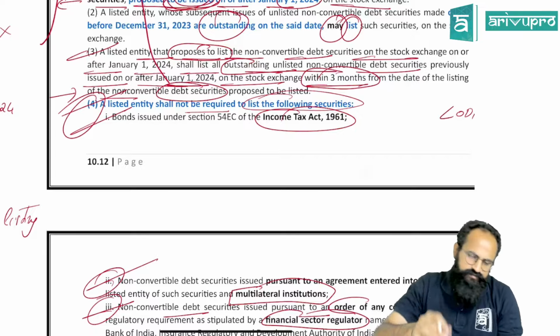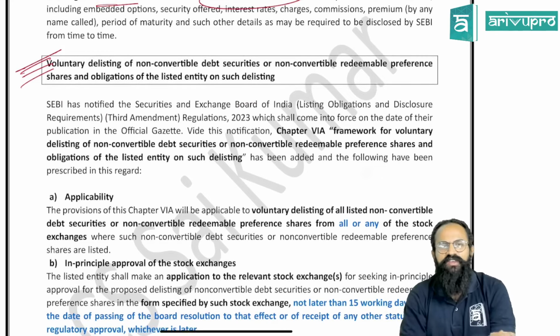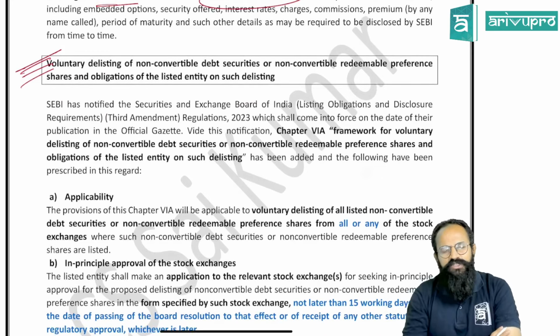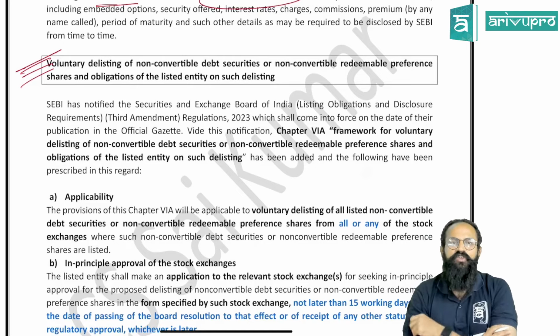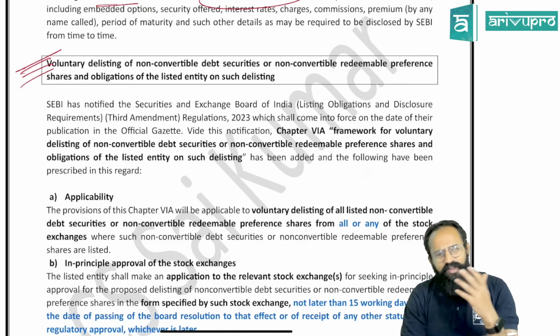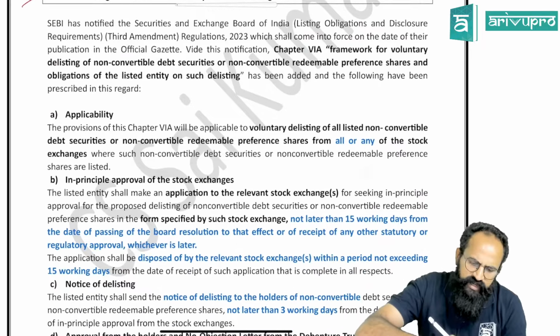Is that clear? Okay. The next amendment, sir, they have introduced, just like you have voluntary delisting of equity, a new chapter called voluntary delisting of debt securities or non-convertible redeemable preference shares. Sir, what is the procedure? A simple thing. Sir, a new thing has been added.